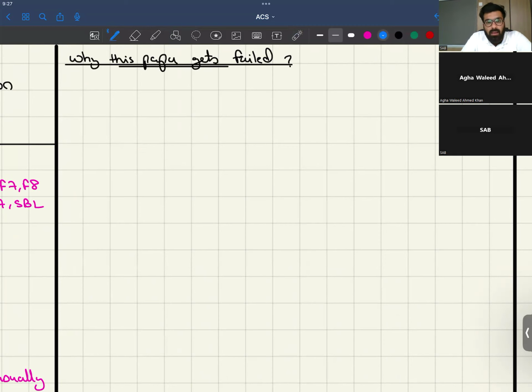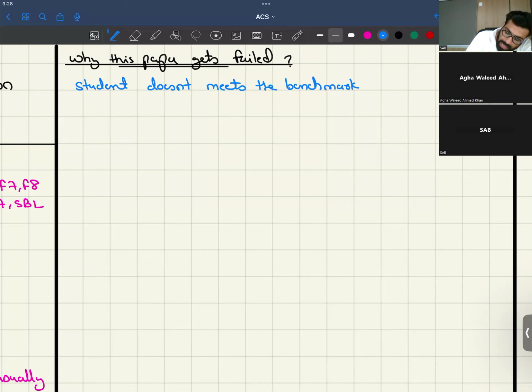So see, the reason is that the student doesn't meet the benchmark that has been set by the examiner. So what do you mean by benchmark? What exactly do you mean by benchmark?